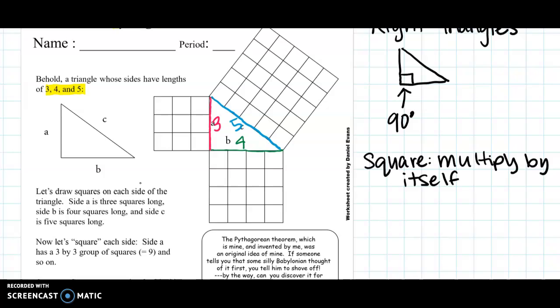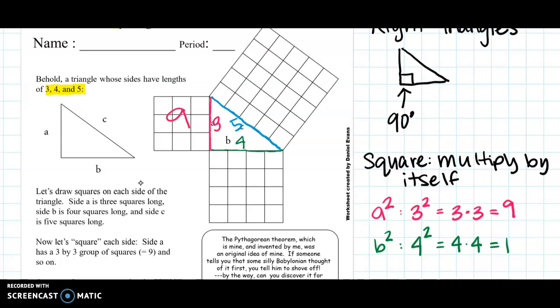So when we're looking at side A, we see that A is equal to 3. So we have 3 squared, which is equal to 3 times 3. So that means the square of A is 9. When we look at side B and square it, we see that side B has a length of 4. 4 squared is 4 times 4, which is 16. There are 16 squares on side B.